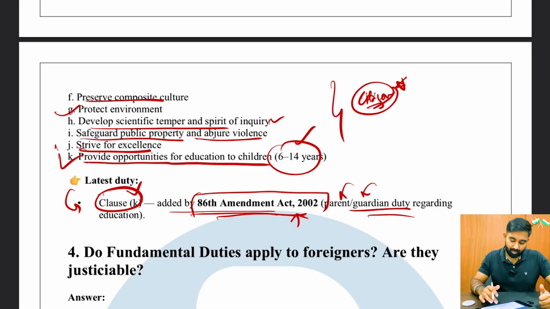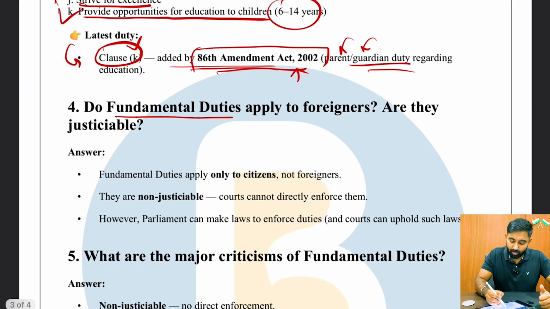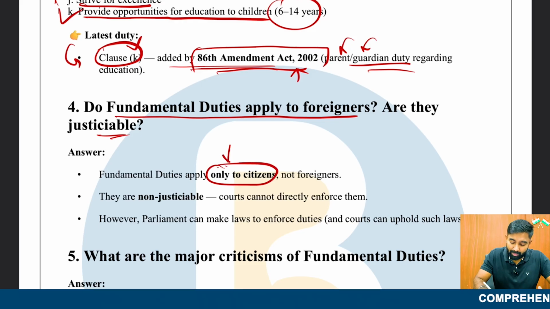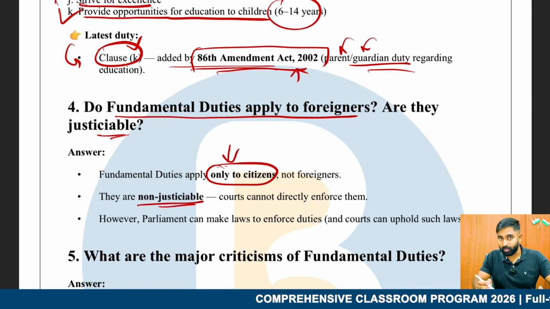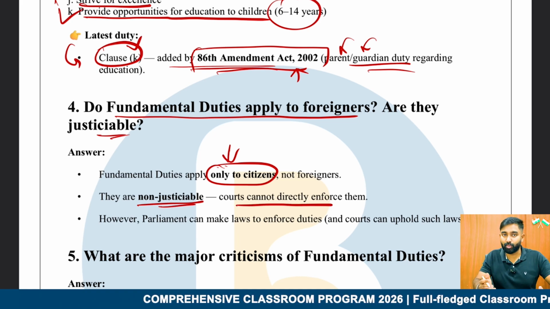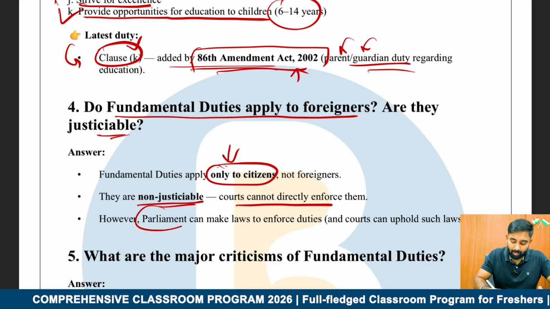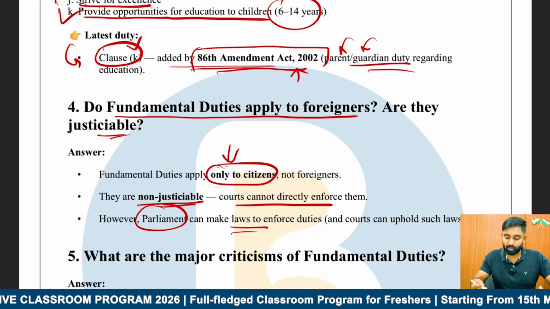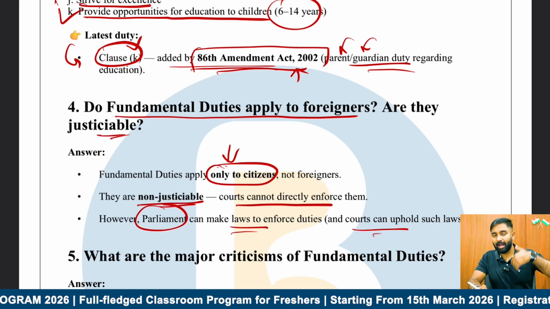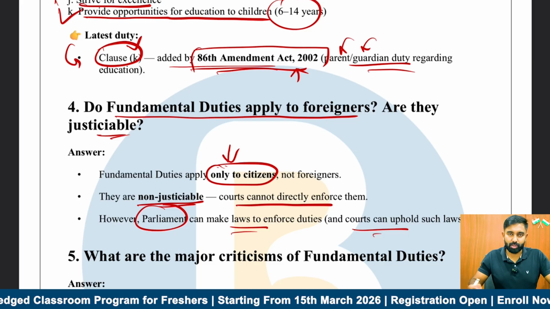educating their children. Fourth question: do fundamental duties apply to foreigners? Very important. And are they justiciable? The answer is absolutely no, because they are only applicable to the citizens of India, and they are non-justiciable. Means courts cannot directly enforce them, but Parliament on the other hand can make laws to enforce these duties, right? So then after, the courts can uphold it through judicial review.